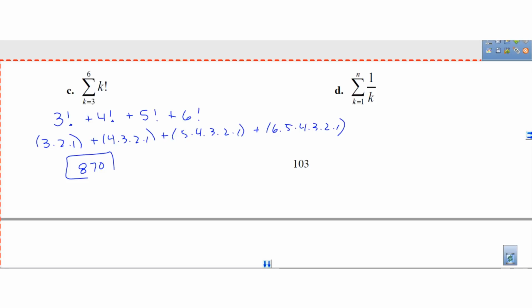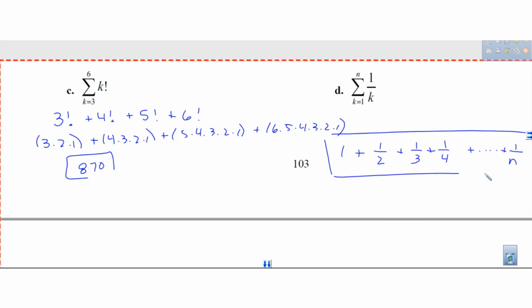So if k is a 1, it's 1 over 1, which is a 1. If k is 2, it's 1 over 2. K is 3, 1 over 3. K is 4, 1 over 4. And so on, until k is n. So the last one is 1 over n, and it looks like that. We're just going to leave it just like that.